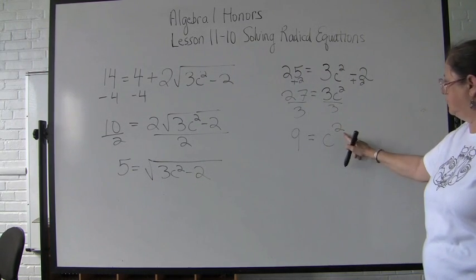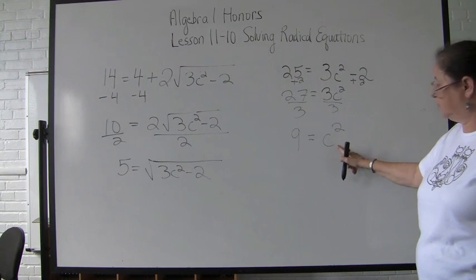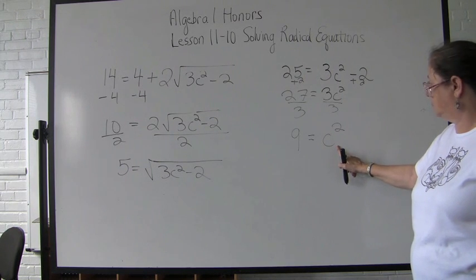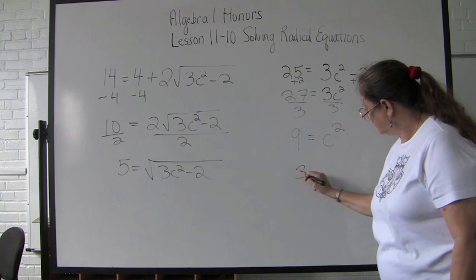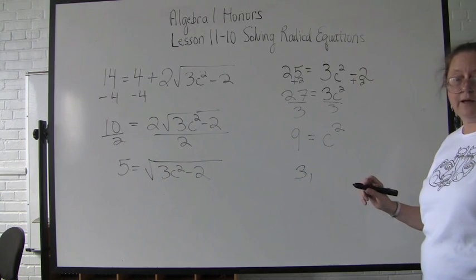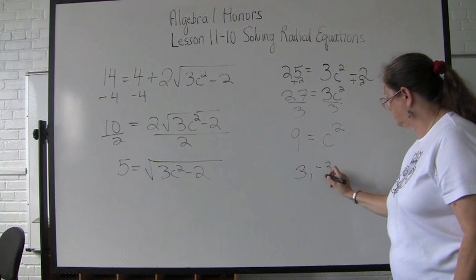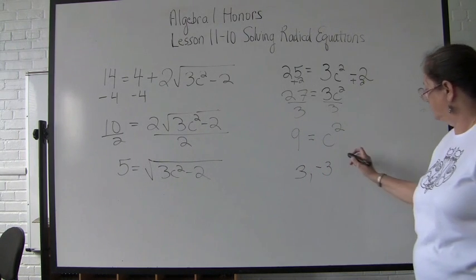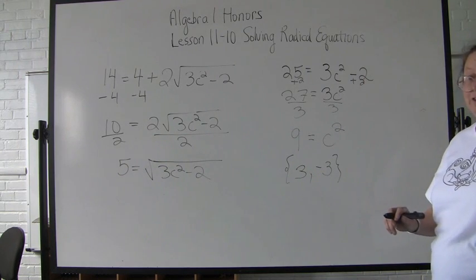Now I've got a square. That means I probably have 2 answers. What positive number can I square to get 9? Well, 3. But I could also square negative 3, because negative 3 times negative 3 also gives me 9. So those are my 2 possible answers, and I have to go back and check that they both work.